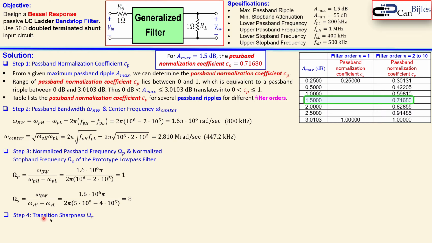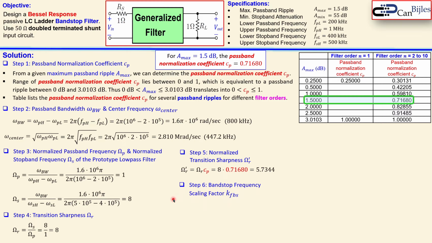Now the transition sharpness, capital omega r, will be omega s over omega p, which is 8 over 1, so just 8. Next, step 5, is the calculation of the normalized transition sharpness. Because now we have a transition sharpness, but we make it normalized, and therefore we use the CP we determined in step 1. So omega r from step 4 and CP from step 1, we multiply them together, and you get 5.7344. This number is important in the next steps.